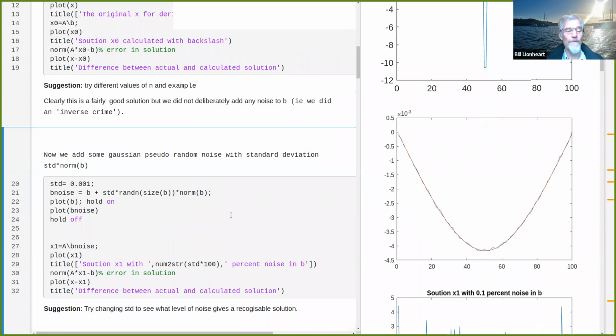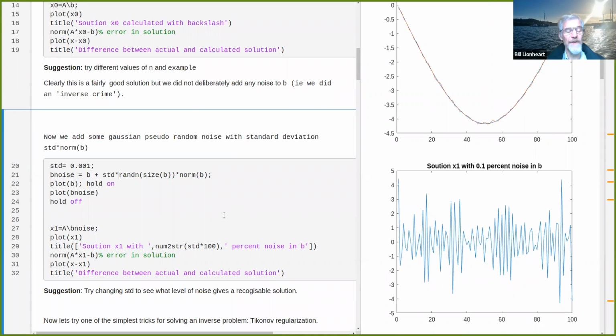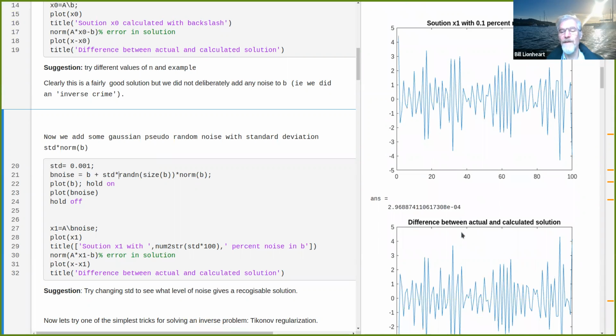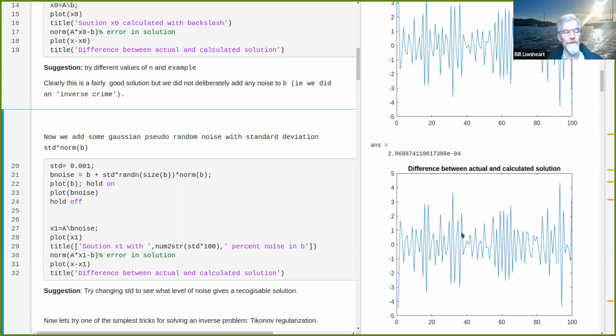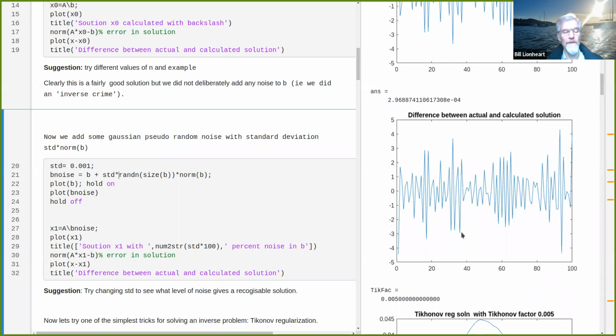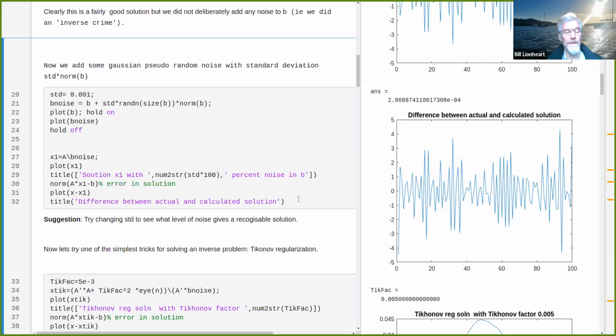Well, if we just do backslash, the standard least squares solution in MATLAB, which attempts to solve it directly, we get basically just rubbish. The difference between the actual and real solution is also all over the place. So that didn't work, even with a fairly small 0.1% level of noise.